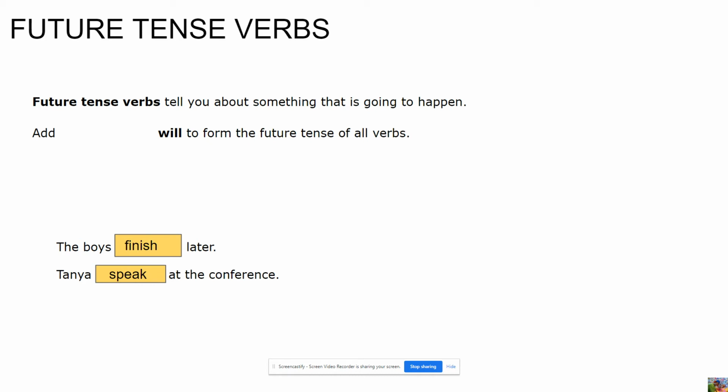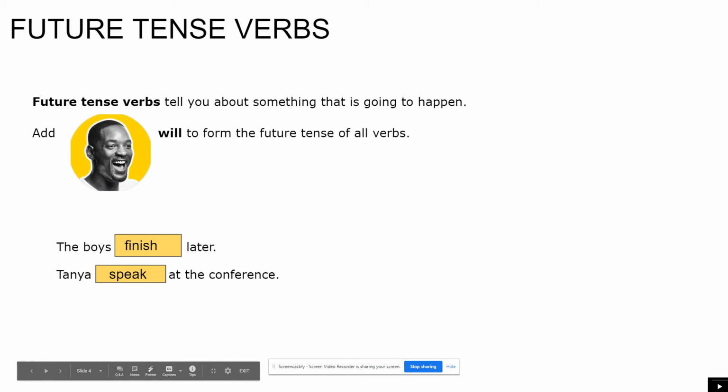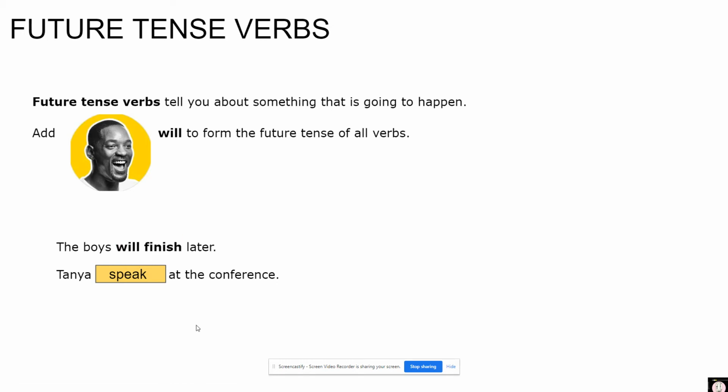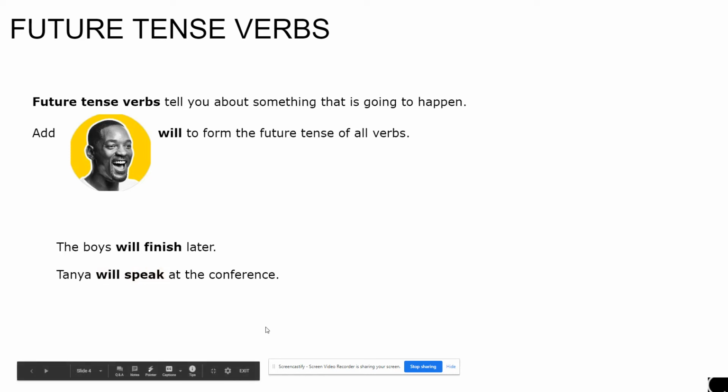Now, future tense verbs tell you about something that is going to happen in the future. So you're going to add will for the future tense of these verbs. In the example, boys finish later, finish changes to will finish. And the second example, Tanya will speak at conference.